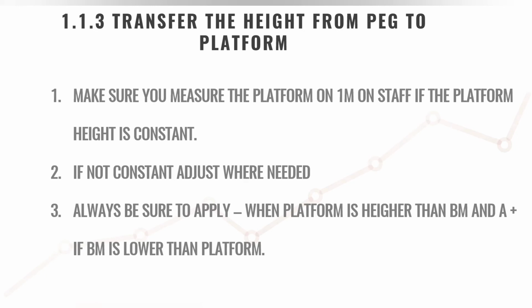And always remember to be sure to apply the minus when the platform is higher than the benchmark, and to apply a positive if the benchmark is lower than the platform. So what we mean is if the platform is higher, your readings will always be lower, and if the platform is lower, then your readings will always be higher on your benchmark.